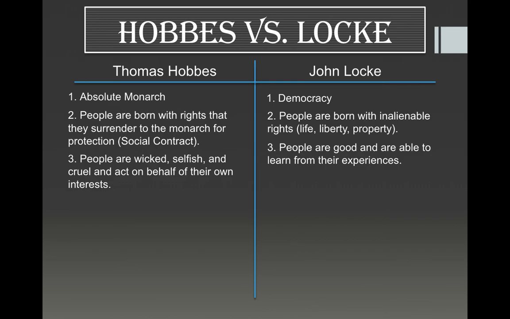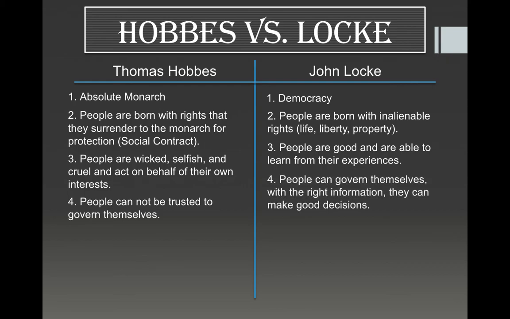Next one, can people govern themselves? Thomas Hobbes would say no, they cannot be trusted to govern themselves because they're wicked and selfish and cruel. John Locke would say yes, they can govern themselves. People with the right information can make good decisions. Okay, and so that's the important thing: with the right information, people will make good decisions. And that's why he supports democracy and why Thomas Hobbes supports an absolute monarch.